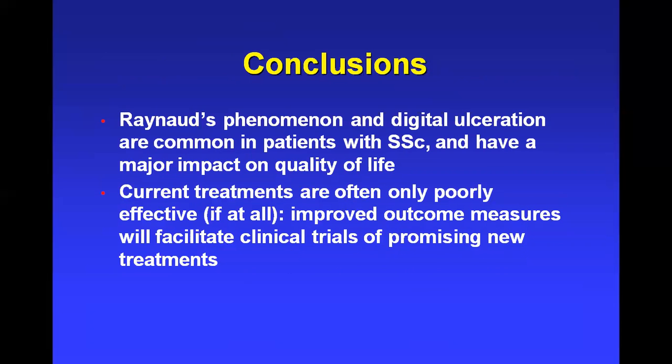So in conclusion, Raynaud's phenomenon and digital ulceration are common in patients with systemic sclerosis, and they have a very major impact on quality of life. Our current treatments for Raynaud's and digital ulceration are often only poorly effective, if at all. And so improved outcome measures are needed because these will facilitate clinical trials of promising new treatments.